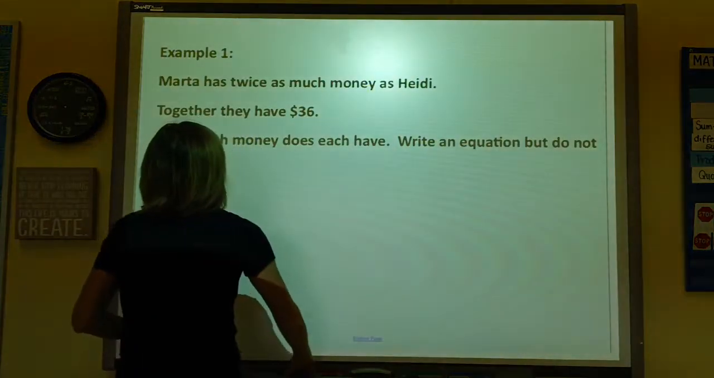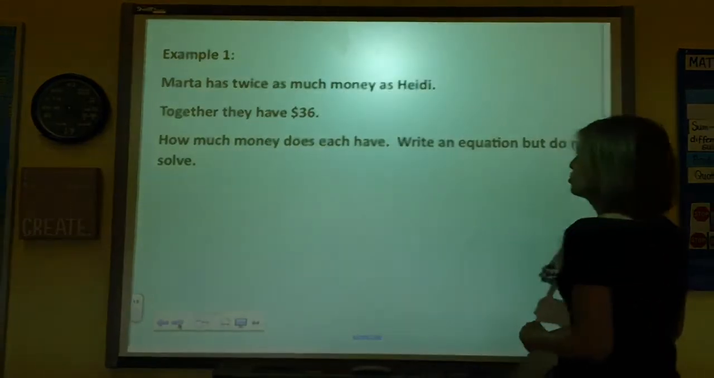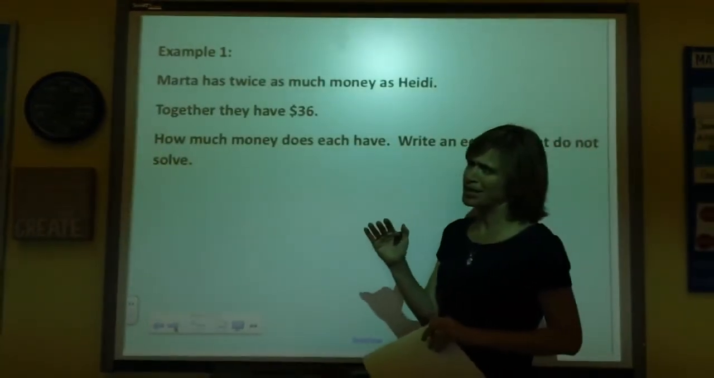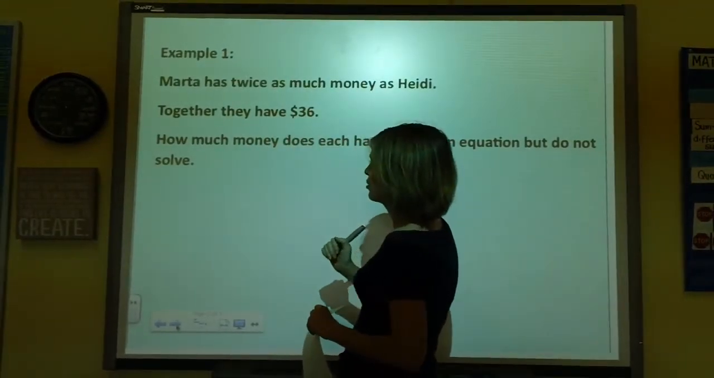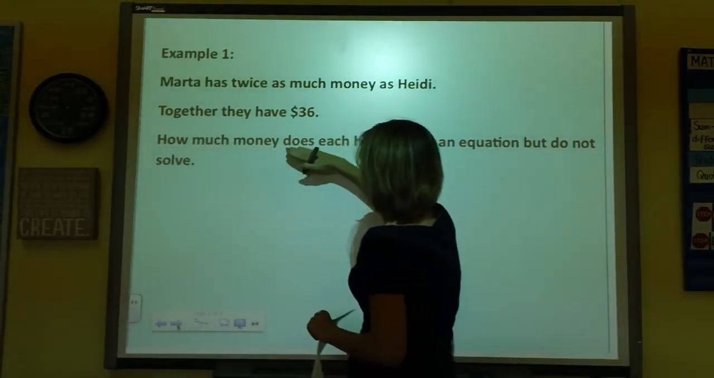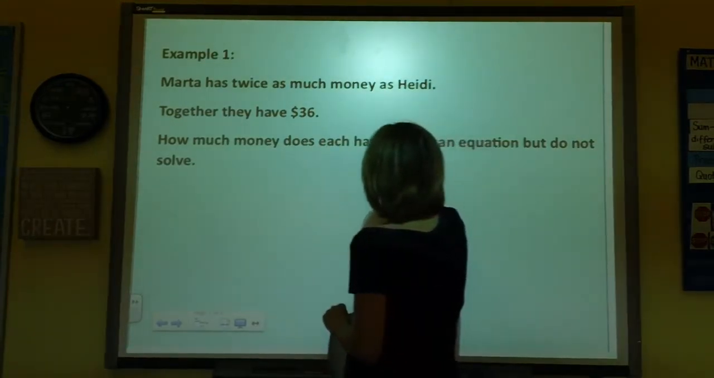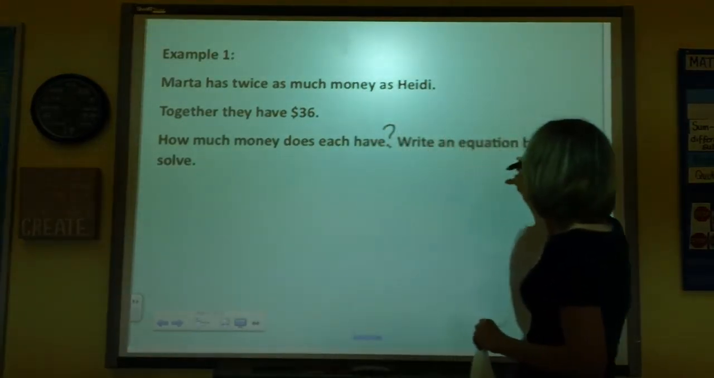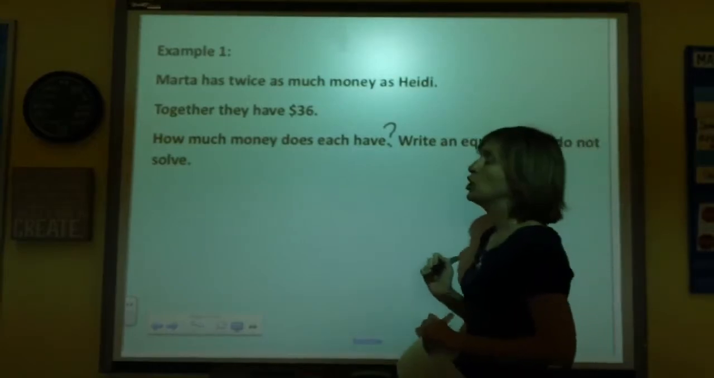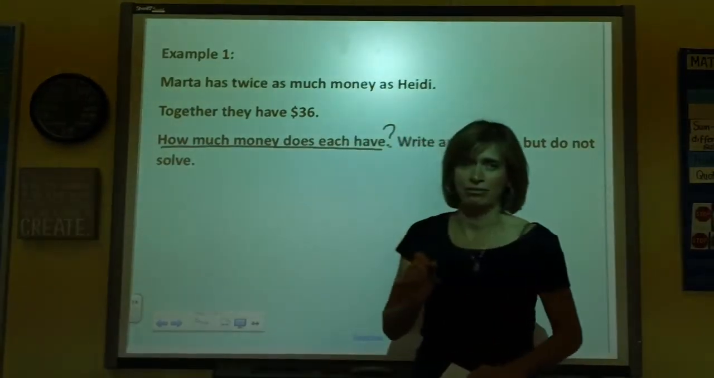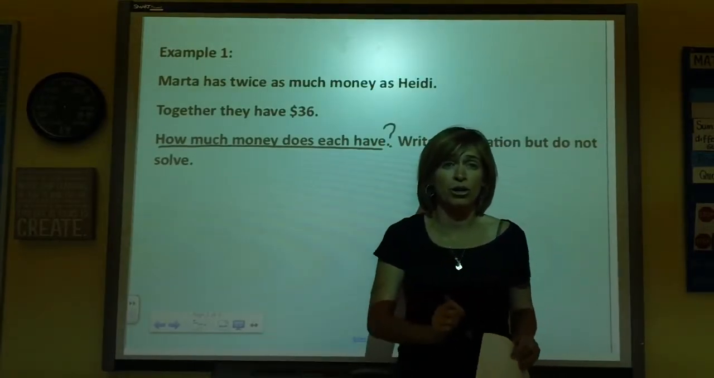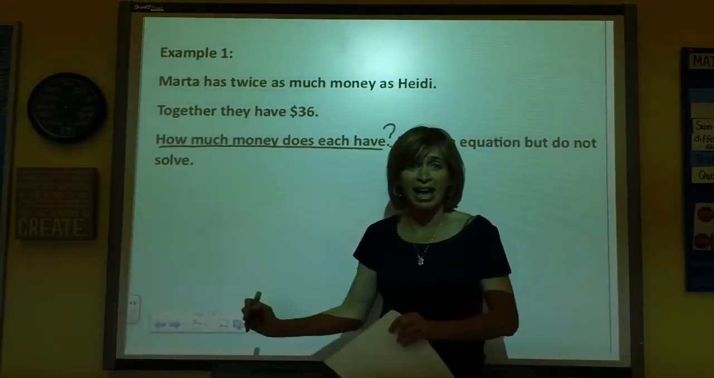First example. Marta has twice as much money as Heidi. This is a very basic example. Together, they have $36. How much money does each have? And there should be a question mark right there. It says, write an equation but do not solve. Okay, so the question says, how much money does each have? So those are my unknowns, the amount of money that each has.